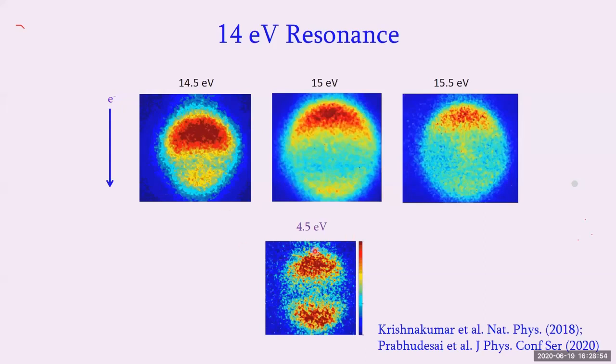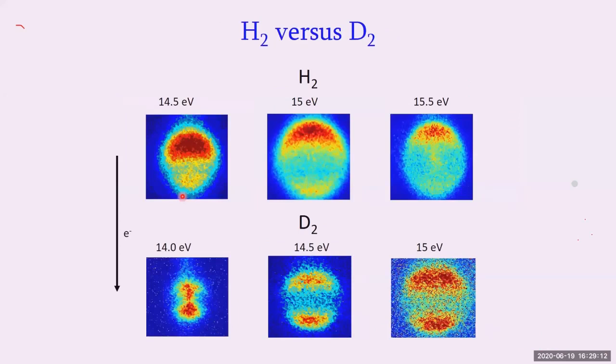And for comparison, I am giving you the 4 eV resonance data. It's just taken at 4.5 eV. So you can see that there is a very strong forward-backward asymmetry. So this is very striking and surprising results for us. And more importantly, what we found is that the D2 seems to behave differently as compared to H2, confusing the issue further.